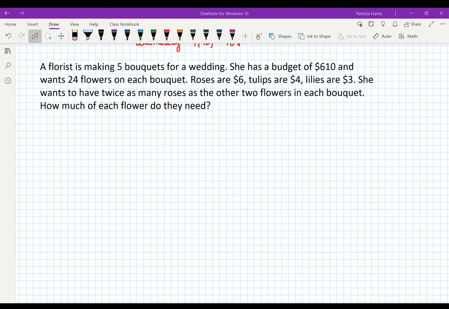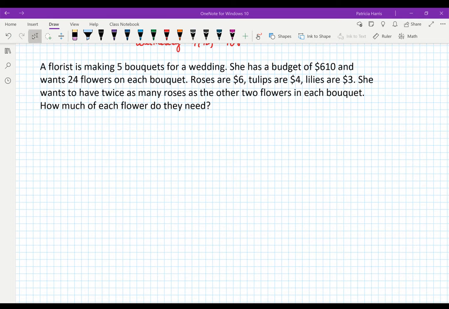So we have a florist making 5 bouquets for a wedding. She has a budget of $610 and wants 24 flowers in each bouquet. Roses cost $6, tulips cost $4, and lilies cost $3. She wants to have twice as many roses as the other two flowers in each bouquet. How much of each flower do they need?